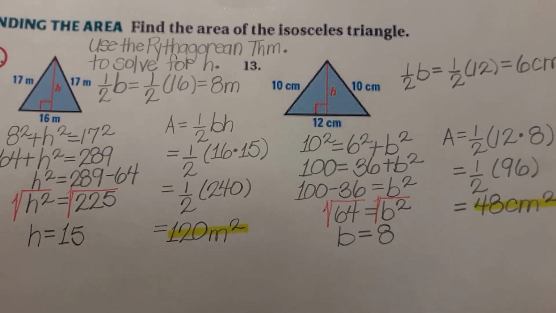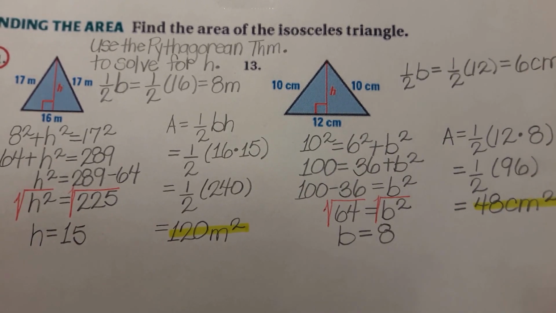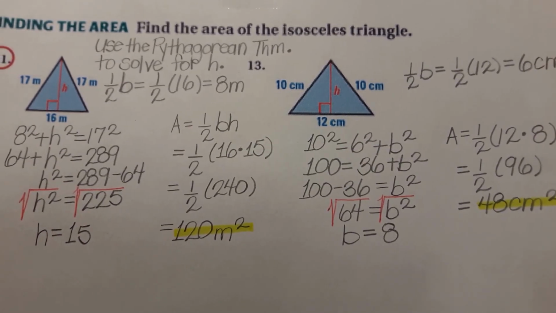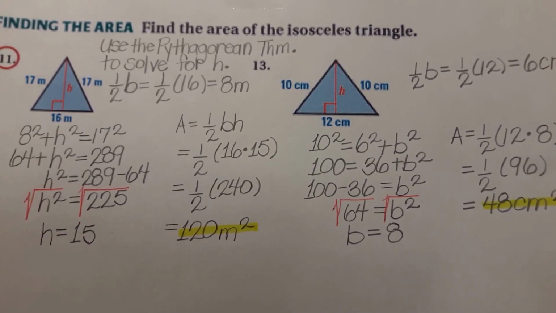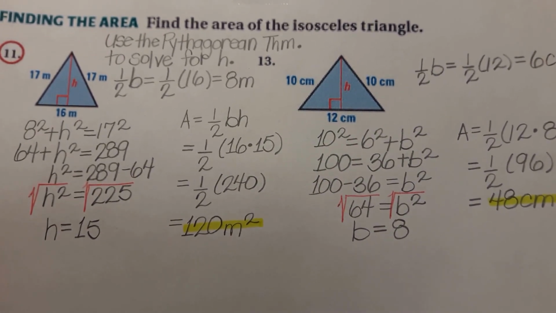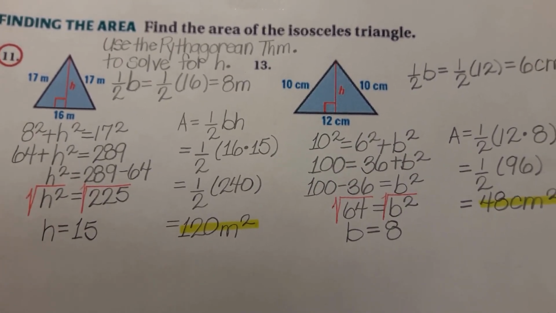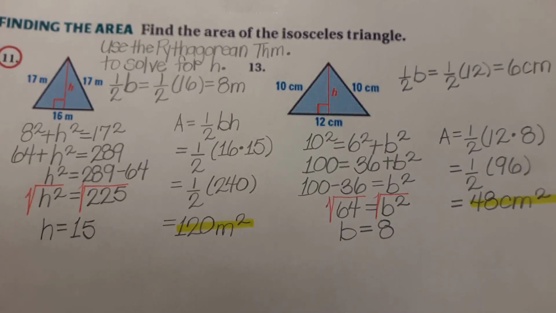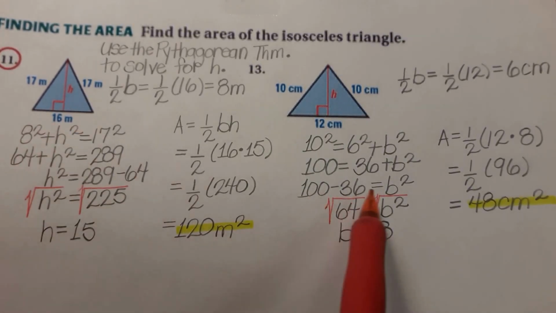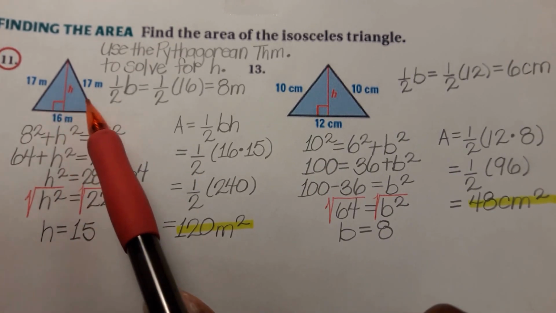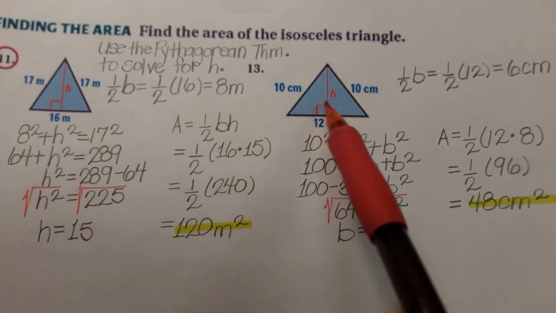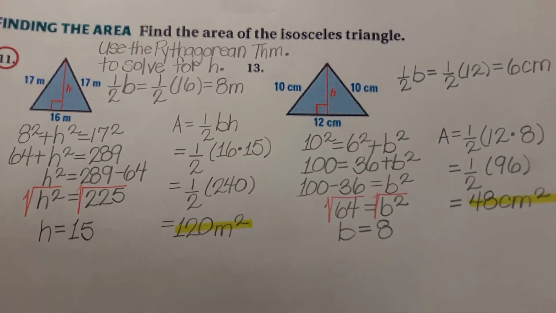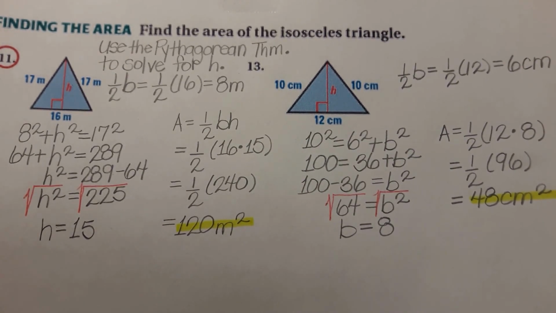Number 11 and 13 have a lot of information going on here. It says find the area of the isosceles triangle. What is an isosceles triangle? We know an isosceles triangle is a triangle with two congruent sides. If you look at example 11 and 13, notice you have two congruent sides here. So we know that is an isosceles triangle.